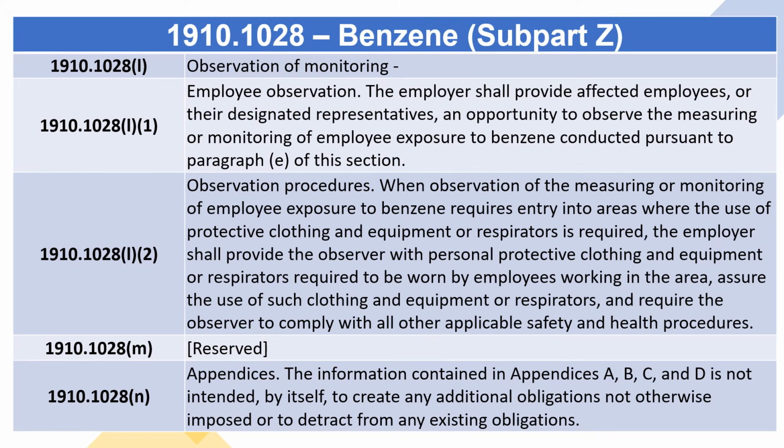1910.1028(l)(2). Observation procedures. When observation of the measuring or monitoring of employee exposure to benzene requires entry into areas where the use of protective clothing and equipment or respirators is required, the employer shall provide the observer with personal protective clothing and equipment or respirators required to be worn by employees working in the area, assure the use of such clothing and equipment or respirators, and require the observer to comply with all other applicable safety and health procedures.